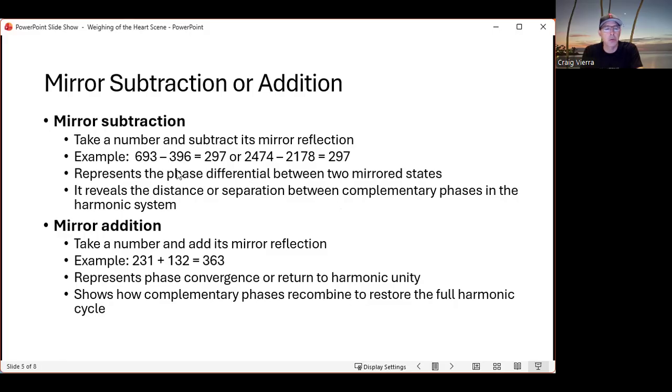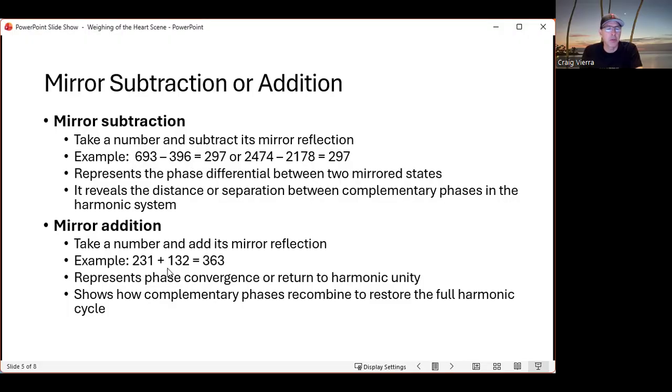So I mentioned that it's a phase difference between two different mirror states. So this is a mirrored state here. Over here, this is actually a neighbor pair, and it's offset by 297 degrees. So it does reveal the distance or separation between two complementary phases that are in a harmonic system. And you could see this if I showed you the lattice. You could see how that actually plays out between two different states, like the mirror and its reflection.